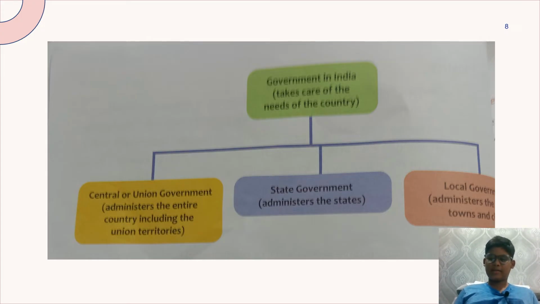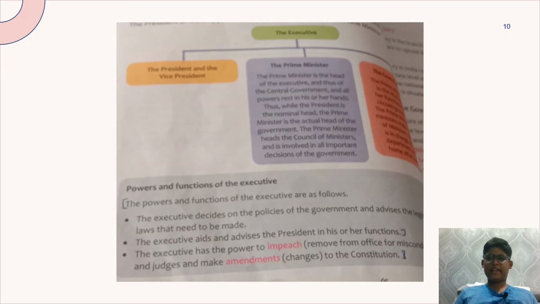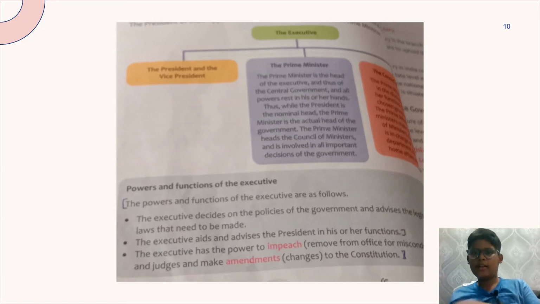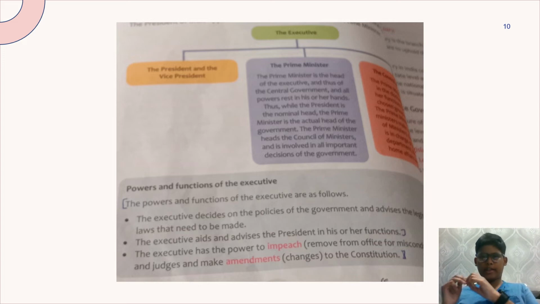Then let's study the central government. The branches of the central government are legislature, executive, and judiciary. Let's study the executive first. The legislature, which we'll be studying a bit later, makes the laws, and the executive puts the laws to work. So the executive is somewhat like the writer. There are three main parts of the executive at the central level.